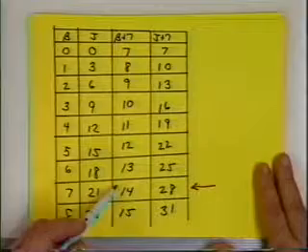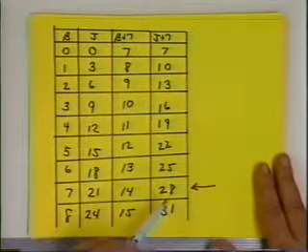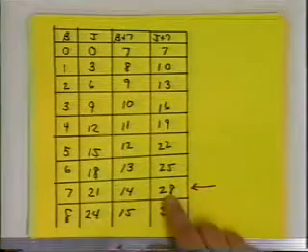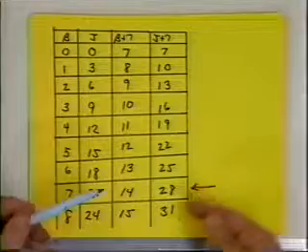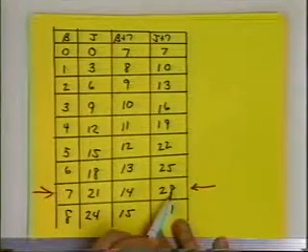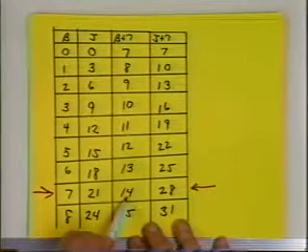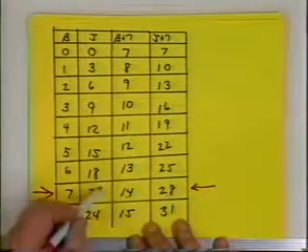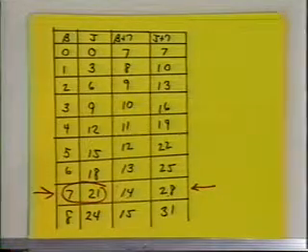What is the piece of information we haven't used yet? The piece of information we haven't used yet is that 7 years from now, John's age has to be twice Bill's age. We come down this column, and the only place where we find that John's age 7 years from now will be twice Bill's age is when Bill's age is 7 and John's age is 21. Therefore, we have also found the answer through trial and error.